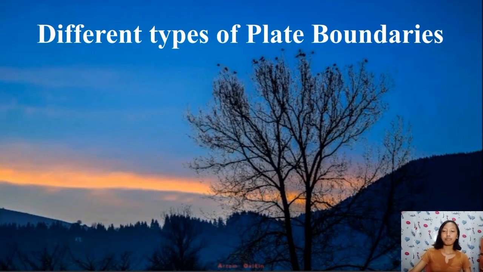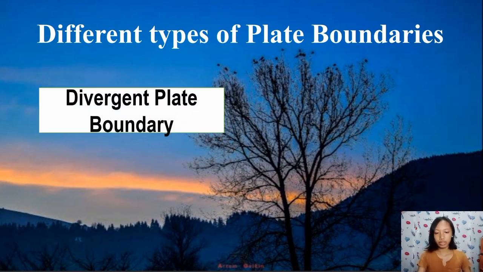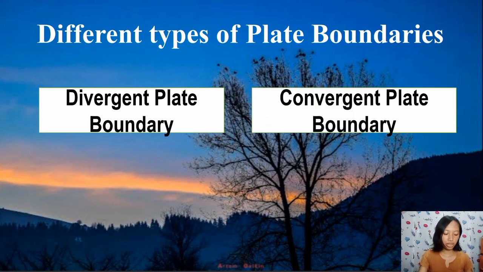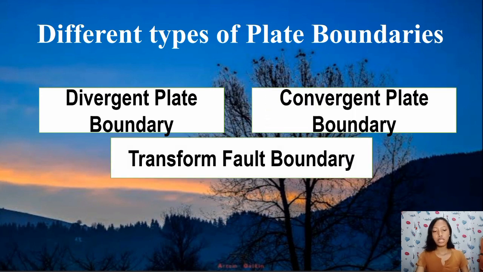Okay, we have different types of plate boundaries. Each plate is slowly but continuously moving in different directions. Some are moving toward each other, some are moving apart, and some are sliding past each other. So there are three types of plate boundaries: the divergent plate boundary, convergent plate boundary, and lastly, the transform fault boundaries.